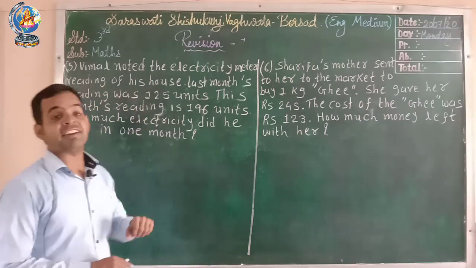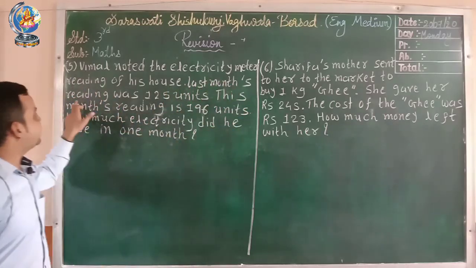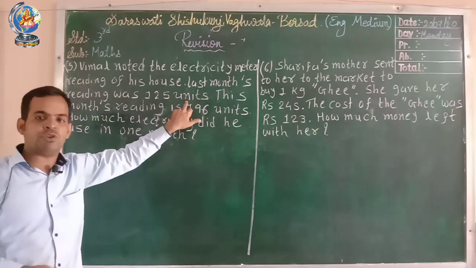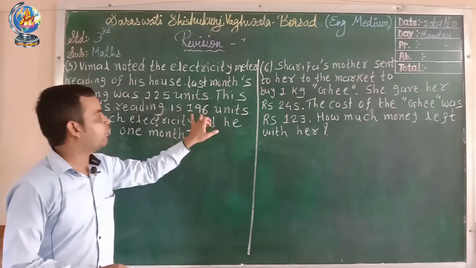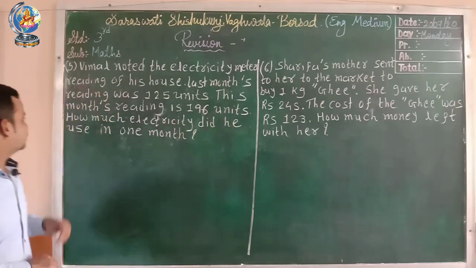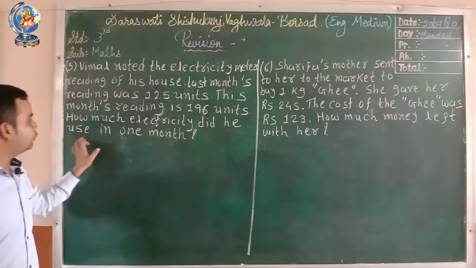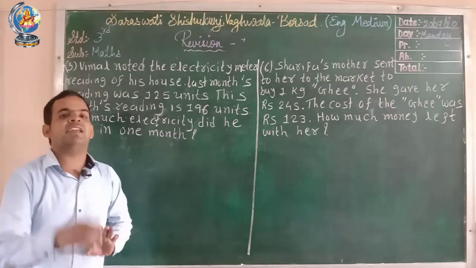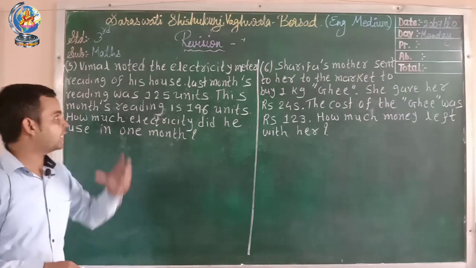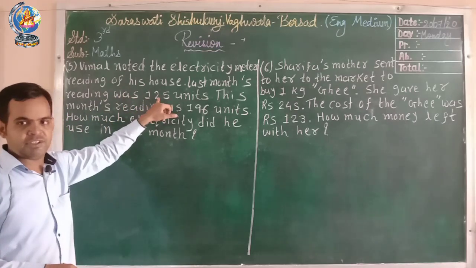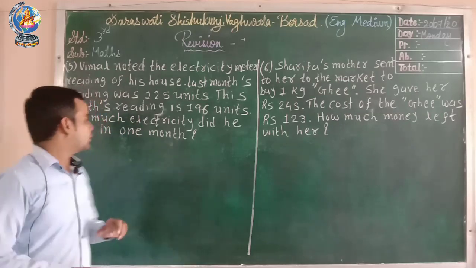Vimal noted the electricity meter reading of his house. Last month's reading was 125 units. Now this month, the present month, the reading is 196 units. Here we have to find how much electricity he used in 1 month. So in last month there are 125 units, and in the present month 196 units. How can we write the answer?